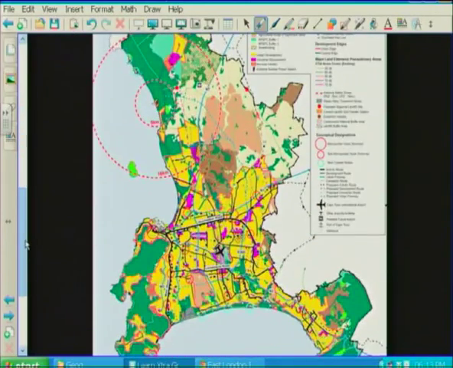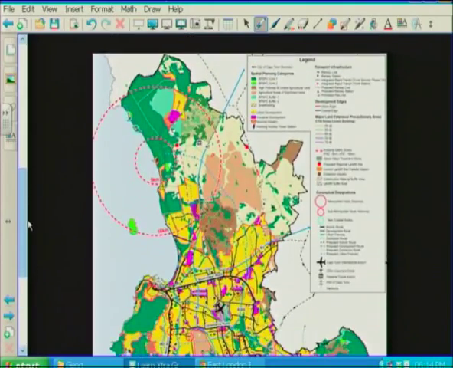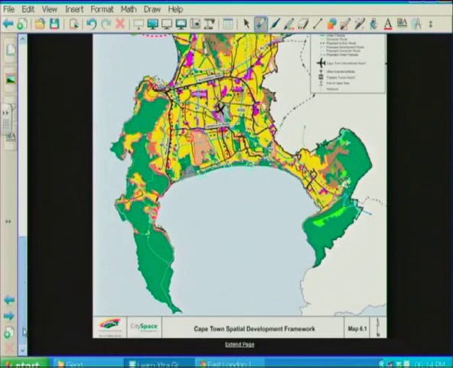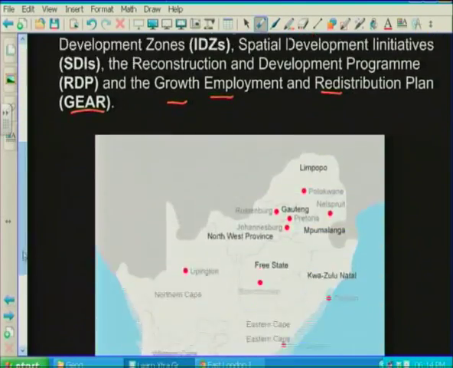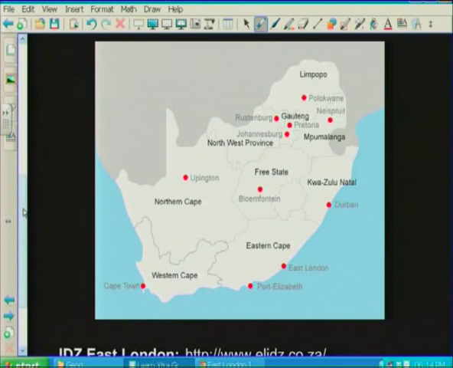Now, here's an example of Cape Town's spatial development initiative. If you have a look at this map, you can see all the different color codes are the various parts of their economic development and what they want to achieve with their SDI. Now, there are various SDIs in South Africa, and I'm just going to quickly point them out to you over here on this map of South Africa. There are 10 of them in total.